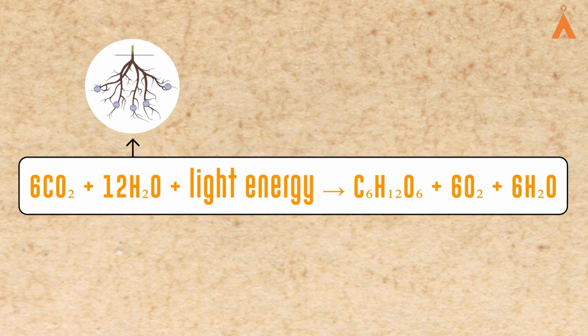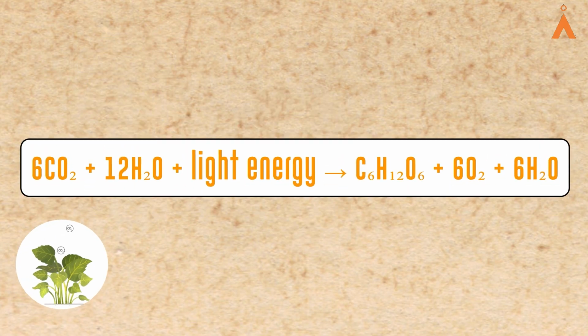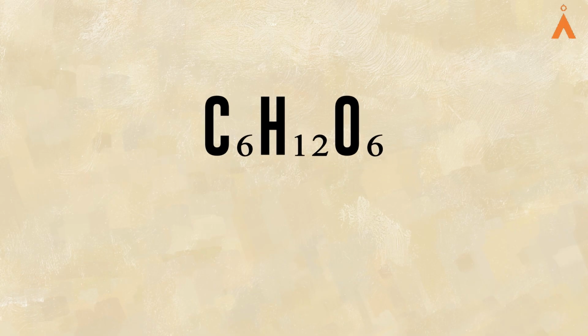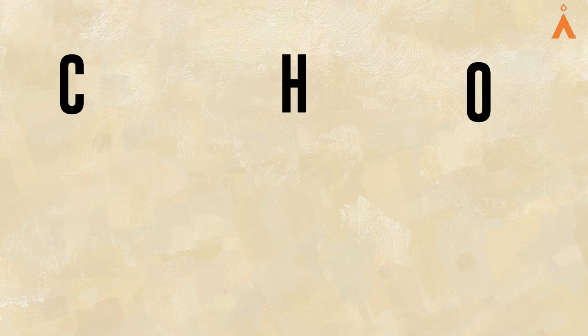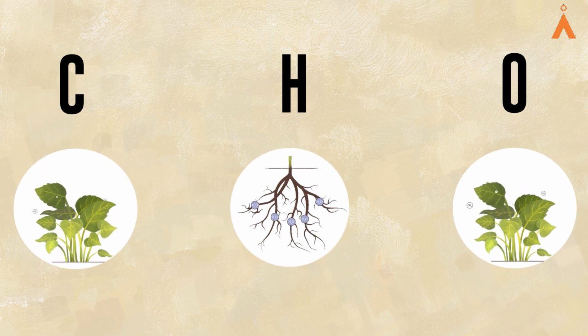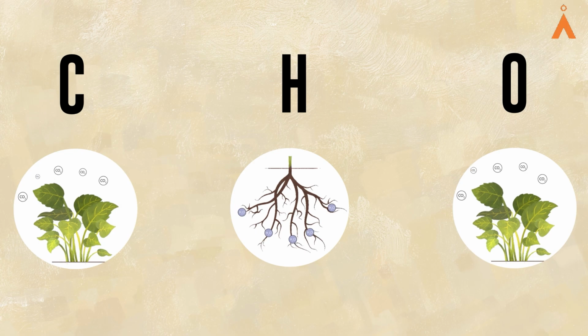We know plants obtain water from the soil and carbon dioxide from the atmosphere. But if we see the final product, that is glucose, C6H12O6, we have carbon, hydrogen, and oxygen, CHO, each available in different ingredients. Here is how the ingredients come together in the recipe.